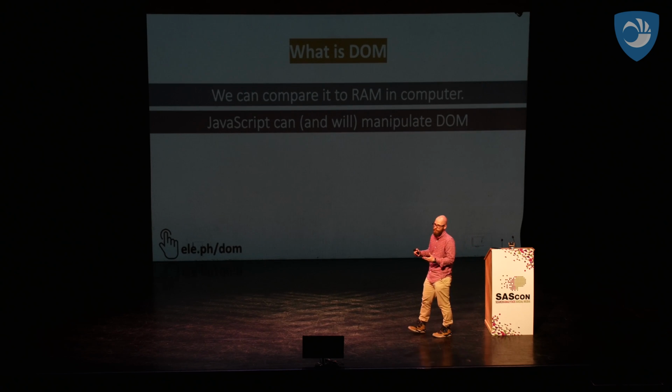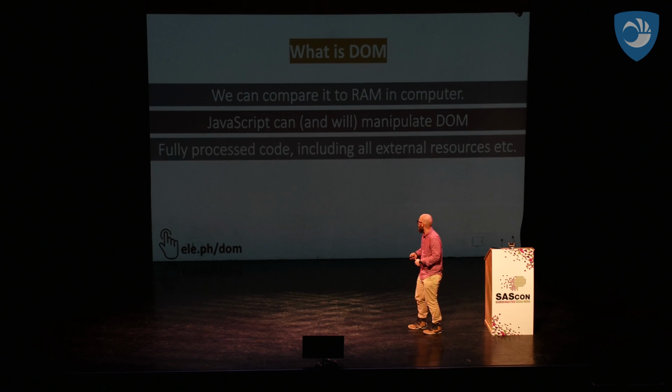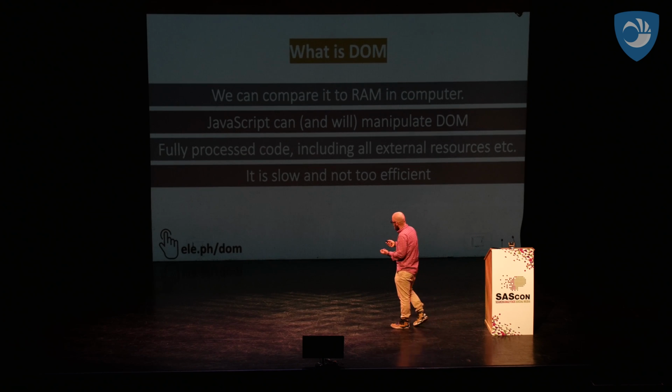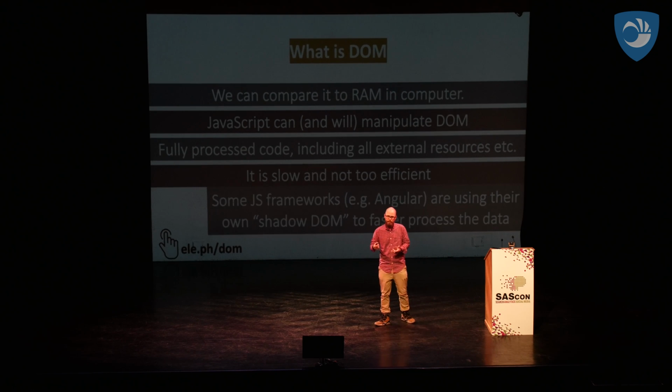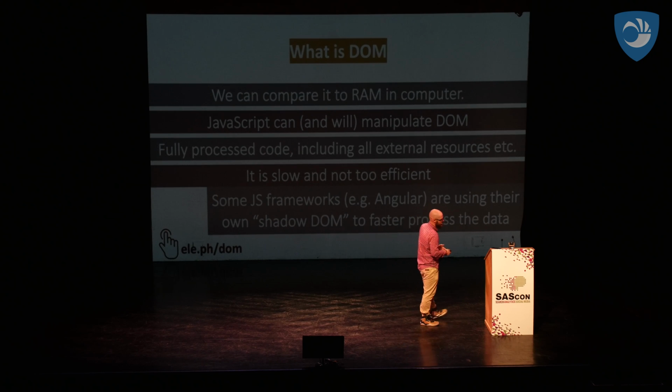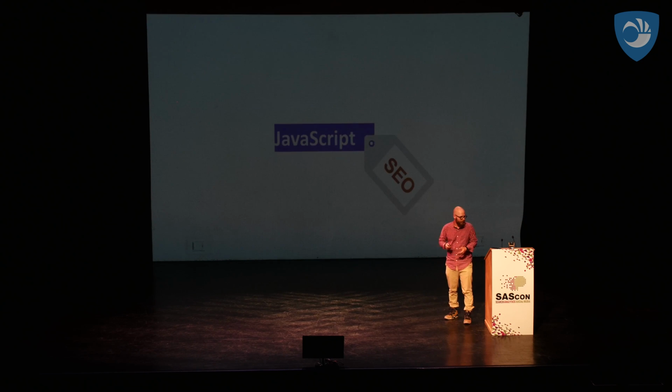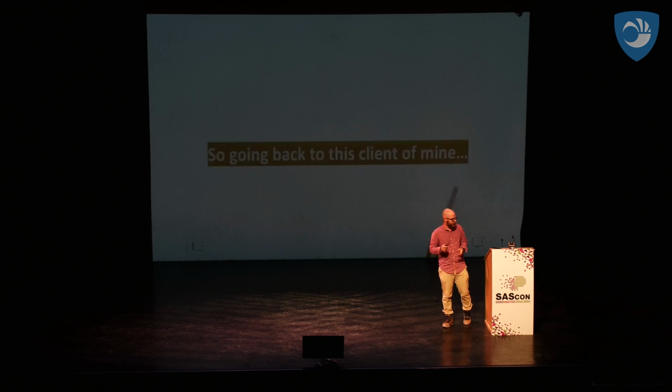JavaScript can and will manipulate the DOM. So if you have any HTML document, JavaScript can change it completely. The DOM is basically fully processed code with all external resources processed. And the biggest problem is it's slow and not too efficient. Some of the frameworks like Angular use their own shadow DOM because it's faster.